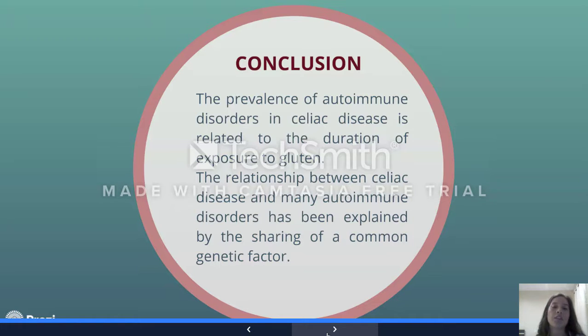The relationship between celiac disease and many autoimmunity disorders has been explained by the sharing of a common genetic factor.